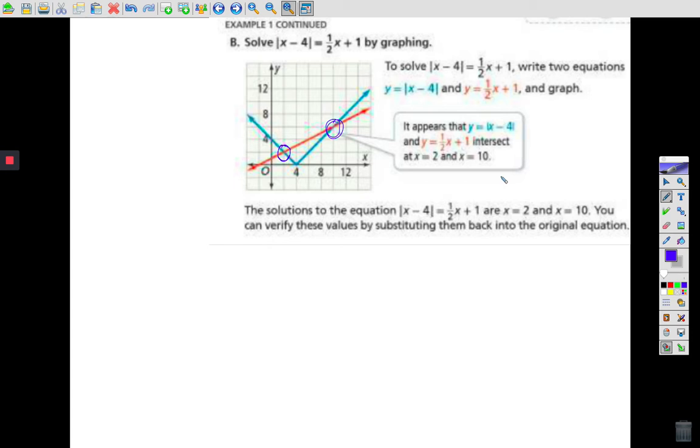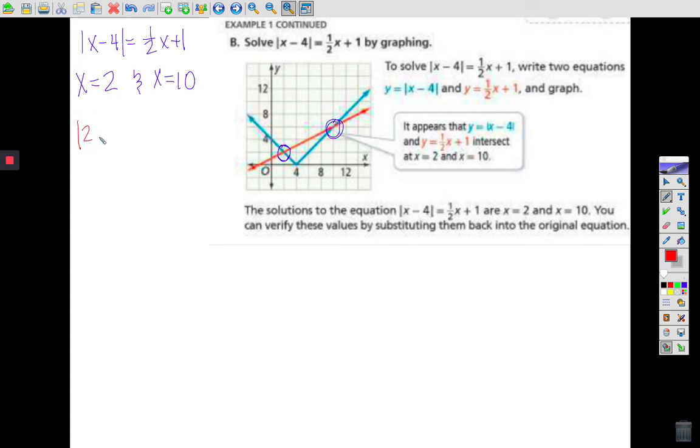The solutions to the equation, so this is what I wrote in my margin by example 1. As I wrote my equation, the absolute value of x minus 4 is equal to 1/2 x plus 1, it tells me that my solutions are x is equal to 2 and x is equal to 10. You can verify these values by substituting them back into the original equation. You can do that to make sure you got your correct answer. So I'm going to show you how you would substitute them back into the original equation.